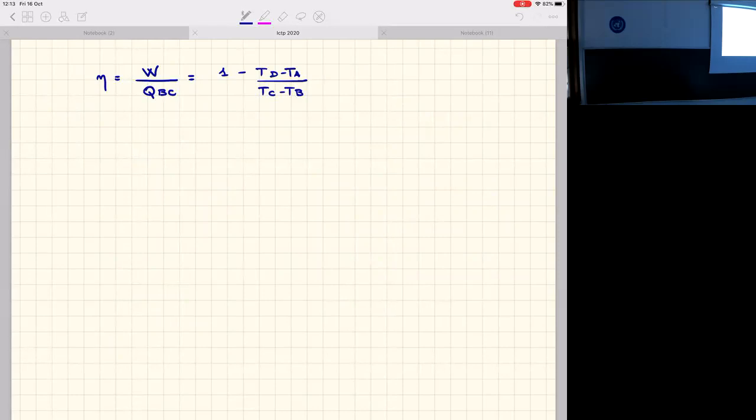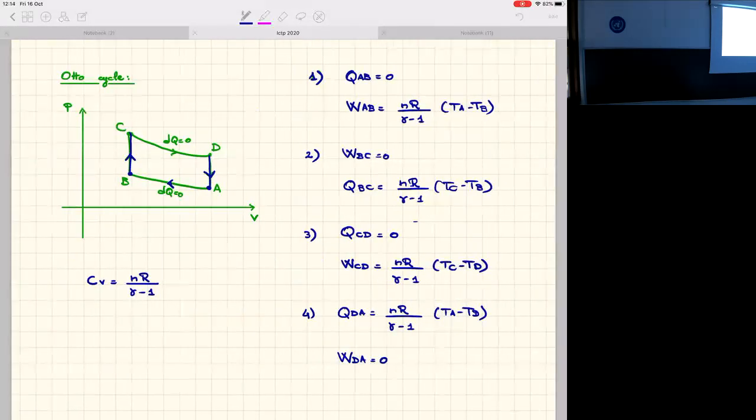And now I have to use systematically these two equations. TB VB to the power gamma minus 1, and then the other one, TC VB to the power gamma minus 1, and TD VA to the power gamma minus 1. Now, there is an important thing to notice about this cycle. Before, I was operating between two given temperatures, right? Here, I'm operating between two given volumes, which is VA and VB.